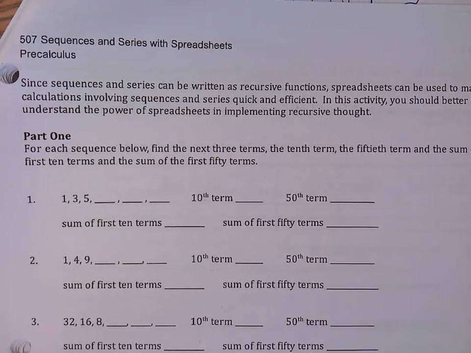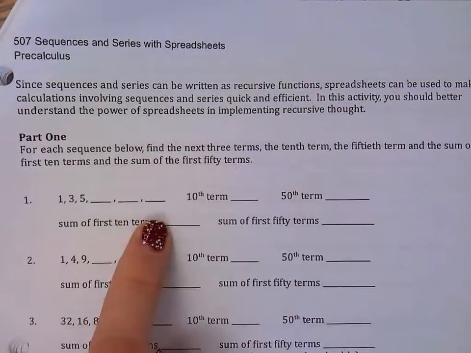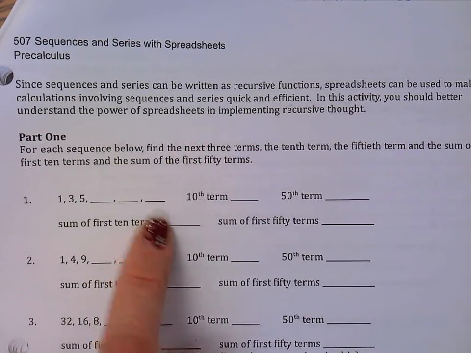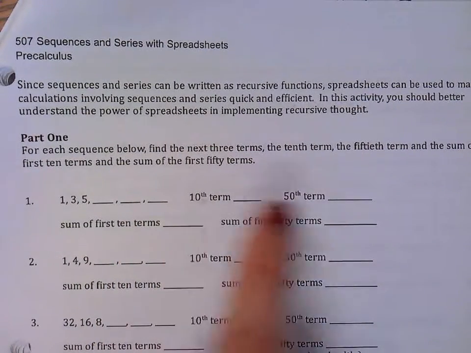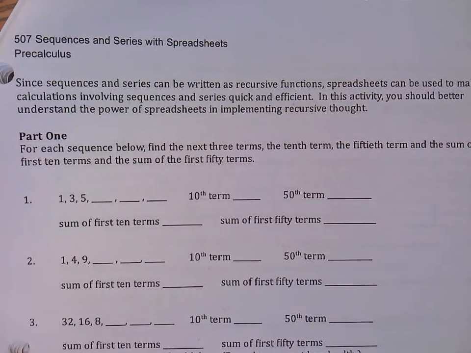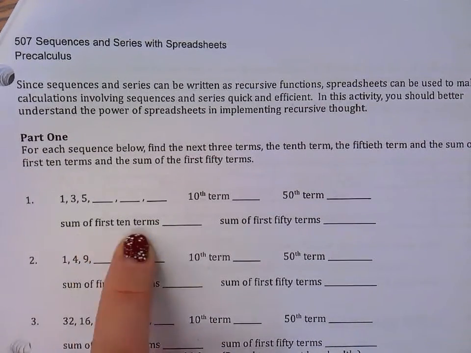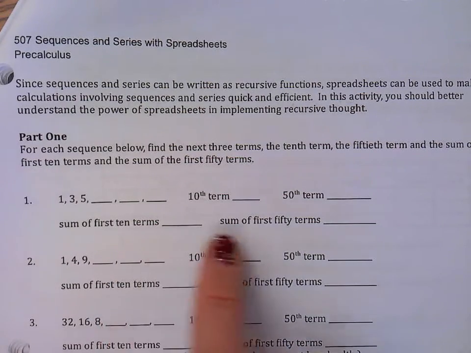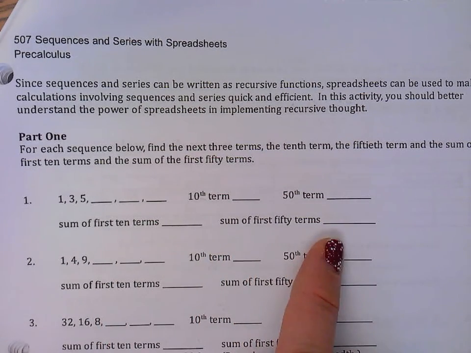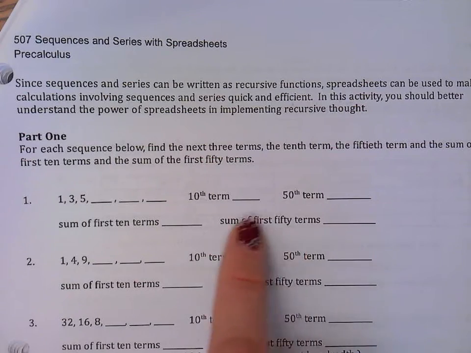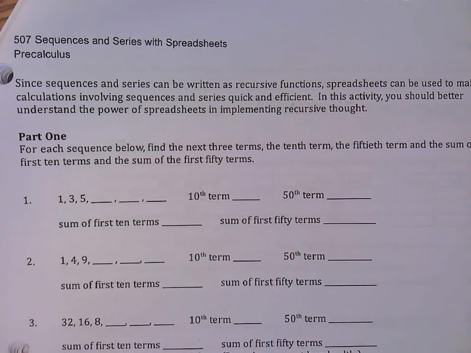So it says for each sequence below, find the next 3 terms, which we could do without a spreadsheet, right? Find the 10th term and the 50th term. We could use the closed formula if we wanted to do that. Here's where it gets a little bit tricky: finding the sum of the first 10 terms and the sum of the first 50 terms. Next week, we're going to learn how to use a series to do that for us. But I wanted to show you how you could use a spreadsheet as a tool as well.